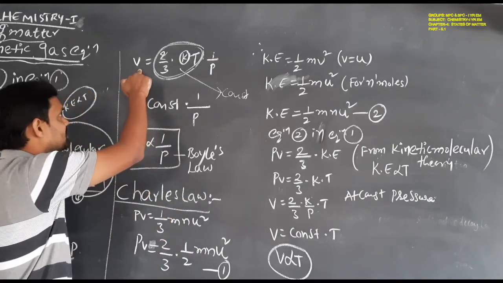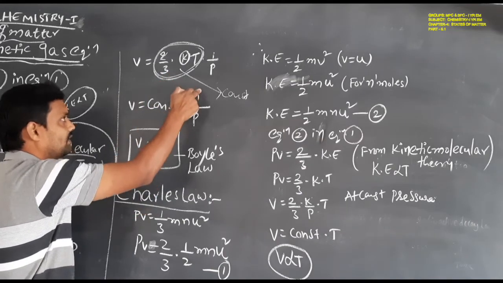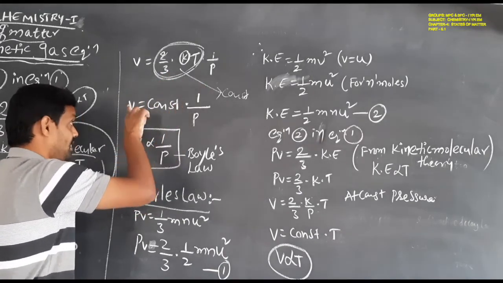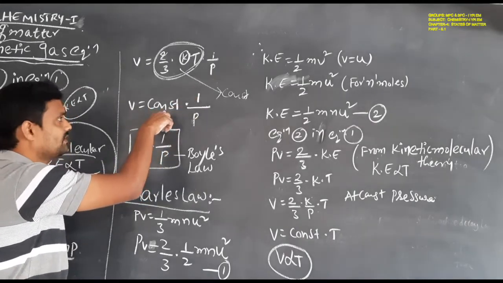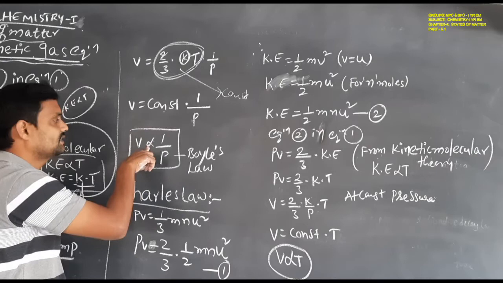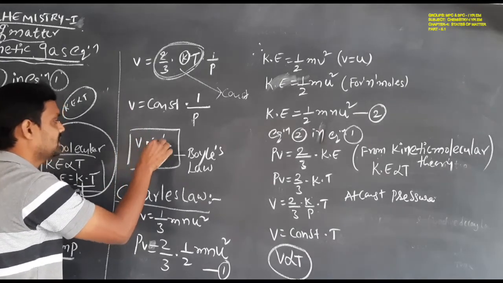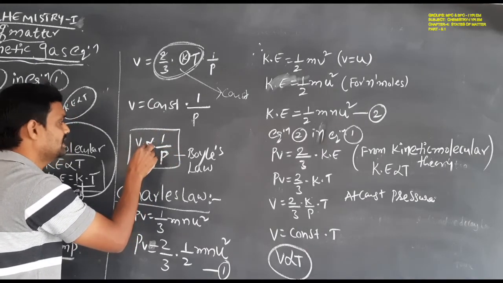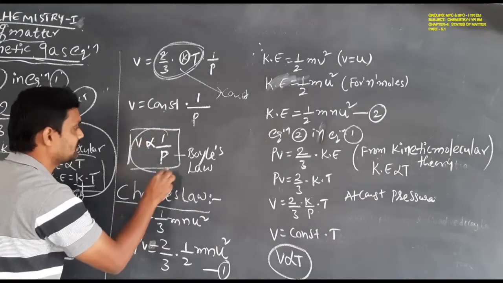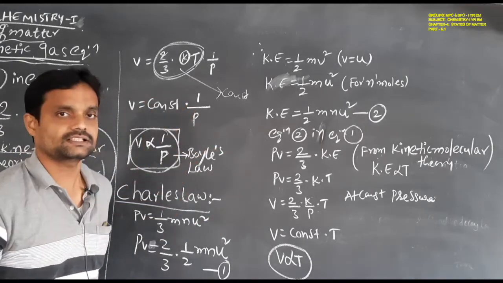Then this equation changes to V equals constant into 1 by P. So when we remove the constant, we get the proportionality. So V is proportional to 1 by P. That means volume is inversely proportional to the pressure. This is our Boyle's law.